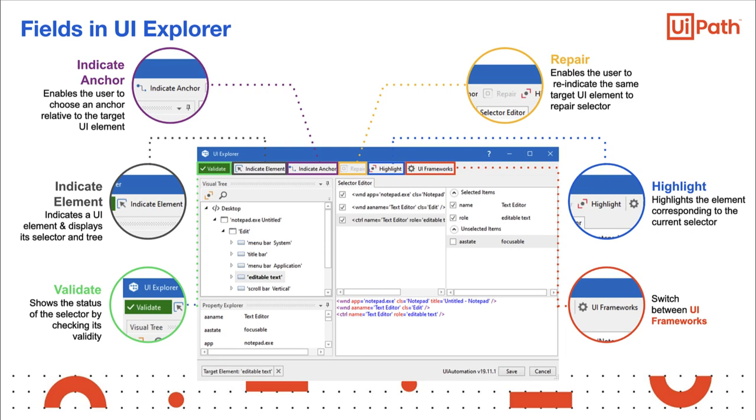Highlight brings the target element in the foreground. The highlight stays on until it's switched off. This button is enabled only if the selector is valid.